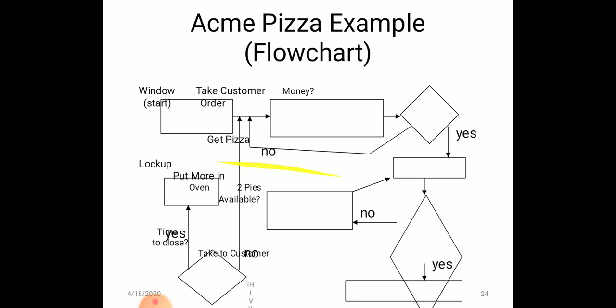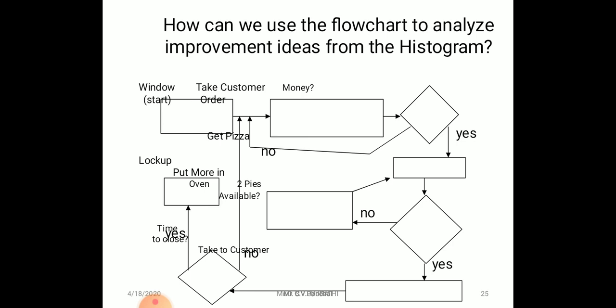Now, how can we use the flowchart to analyze improvement ideas from the histogram? Again the same example is given. In this they have given the process or flow of the order, from taking the order to giving the delivery to the customer. What we can do is skip some process, where after paying the money, the order is taken by one employee, and then he goes to the kitchen, and the kitchen fellow sees whether it is available, then he cooks, and then he gives the delivery to the customer.